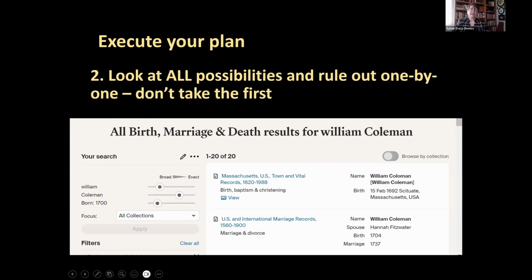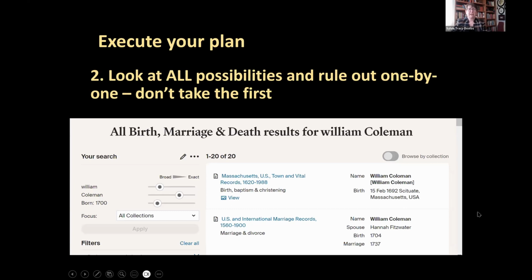When you're executing your plan, look at all the possibilities and rule them out one by one. Don't take the first one you find, because it's not always going to be the accurate one. If you research and you only end up with one result, consider broadening your research parameters just a little bit to get more information in there, because you may be looking a little too targeted so that it matches the information you have. And you really want to look a little bit broadly and figure out who else is out there that might be messing with your results, to a certain extent.